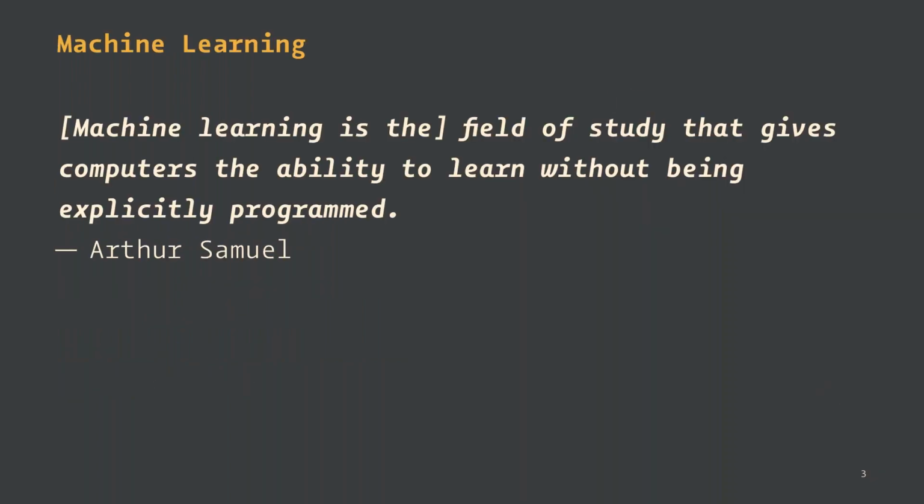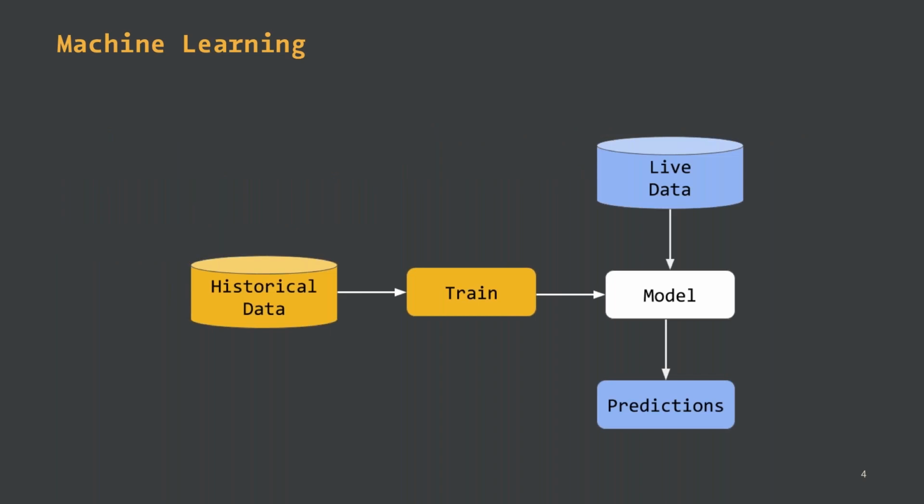So let me start with a quick introduction to machine learning. I'm sure you all know all of it. Machine learning is a field of study that gives computers the ability to learn without being explicitly programmed. It just means we don't have to write rules ourselves. Given the data, it figures it out automatically. In a typical machine learning flow, you have historical data, you train on it, and you get a machine learning model. When you take live data and give it to the model, that gives you the predictions. That's machine learning in a nutshell.